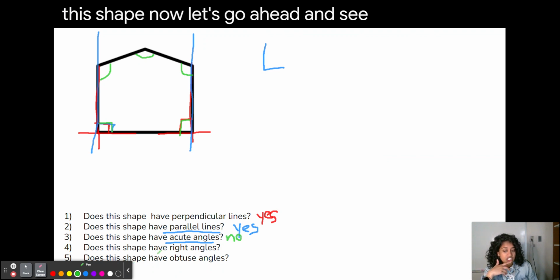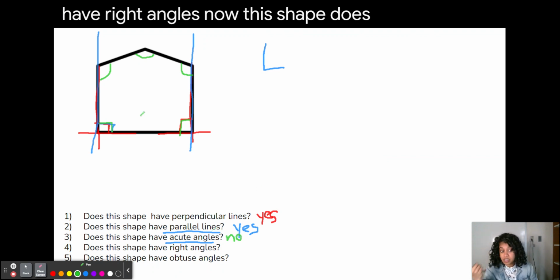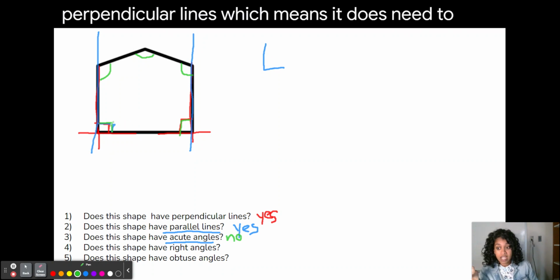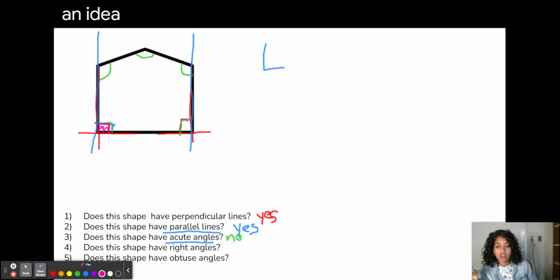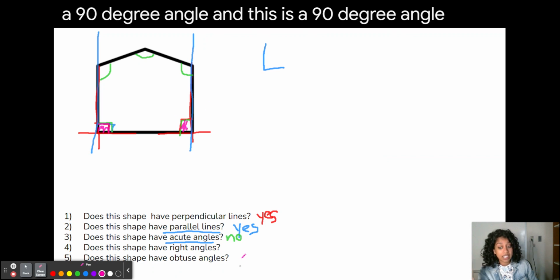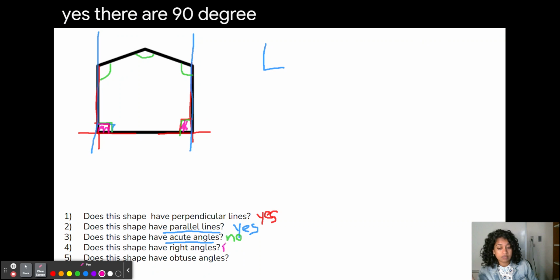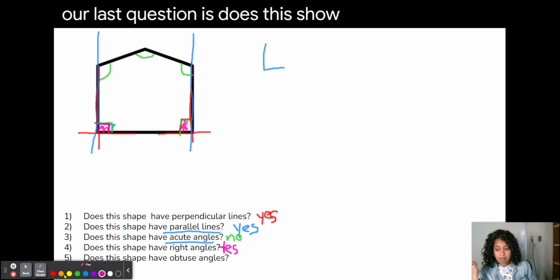Now let's see, does this shape have right angles? This shape does have perpendicular lines, which means it does need to have right angles. If I look over here at this corner, that's a 90-degree angle, and this is a 90-degree angle. So yes, there are 90-degree angles.